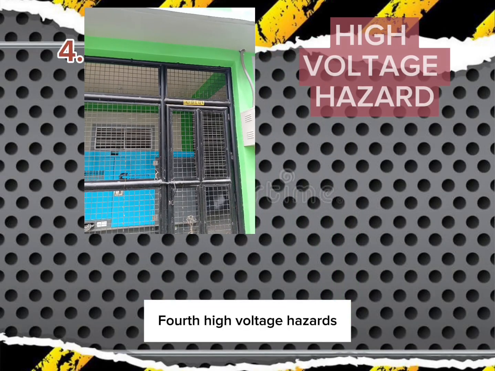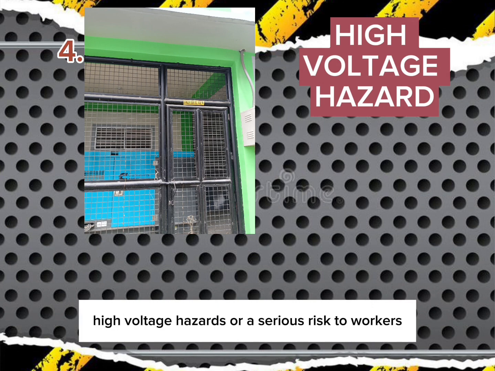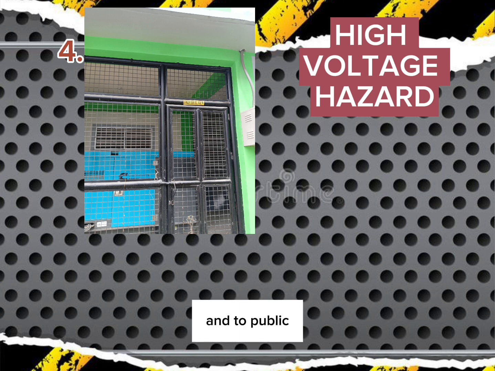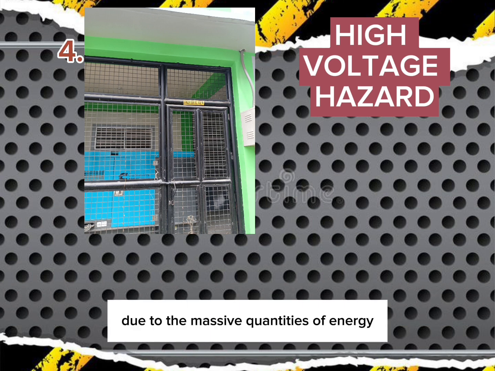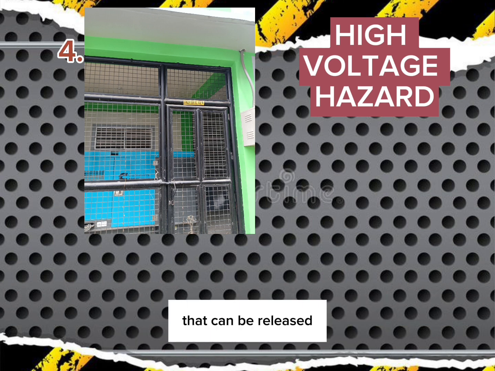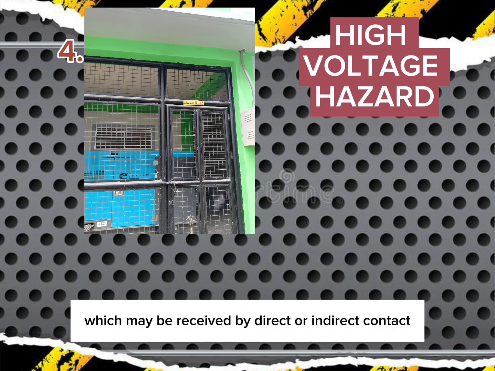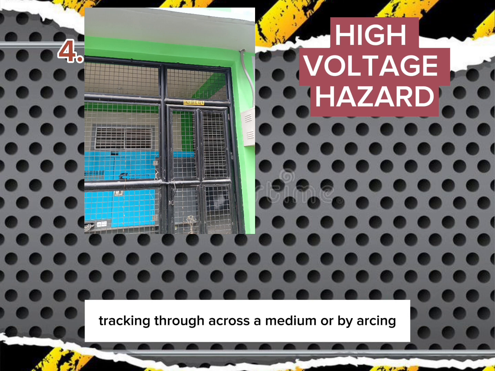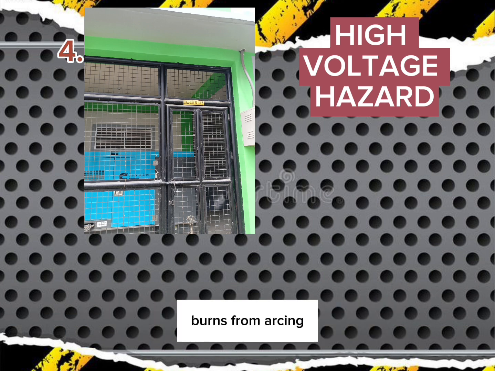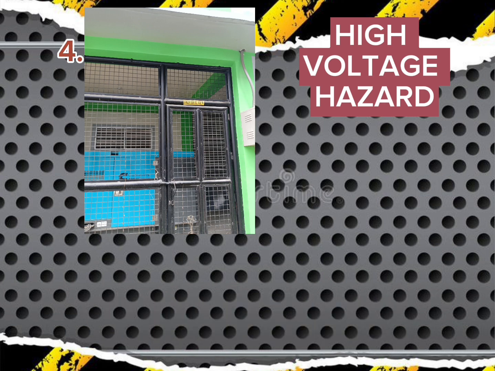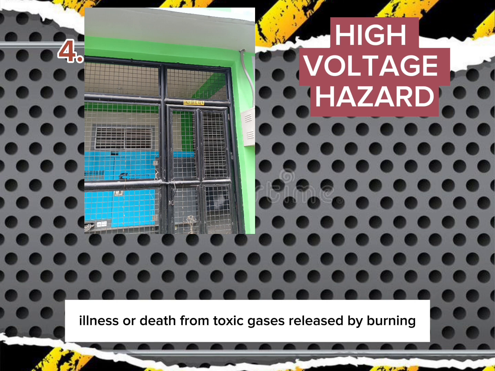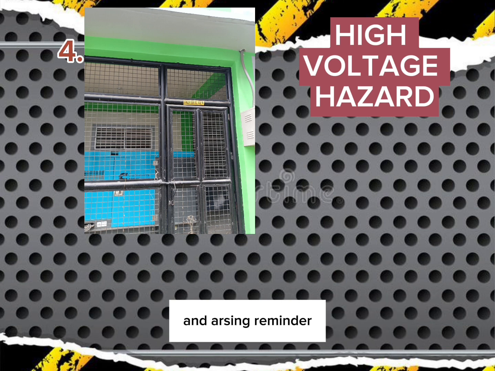Fourth, high voltage hazards. High voltage hazards are a serious risk to workers and the public due to the massive quantities of energy that can be released. Severe injury or death from electric shock, which may be received by direct or indirect contact, tracking through or across a medium, or by arcing. Burns from arcing, explosion or fire. Illness or death from toxic gases released by burning and arcing.